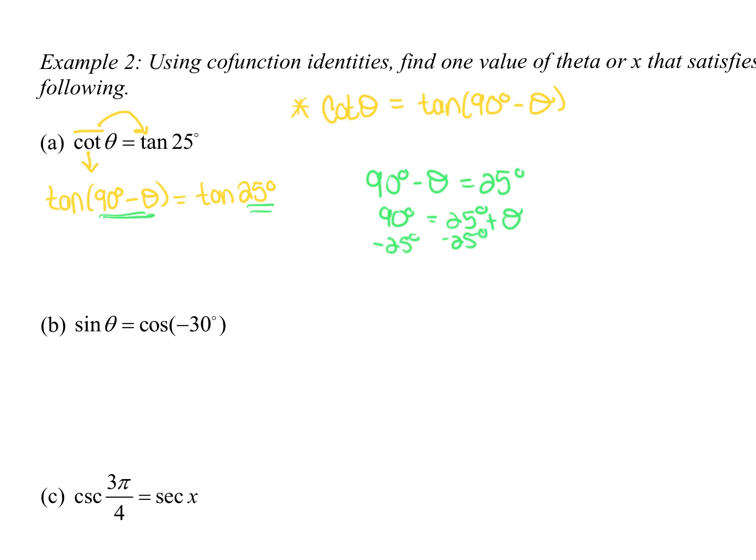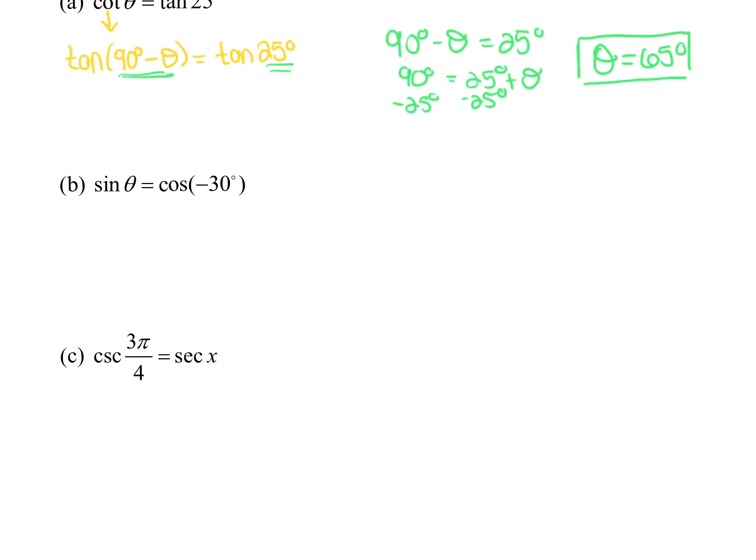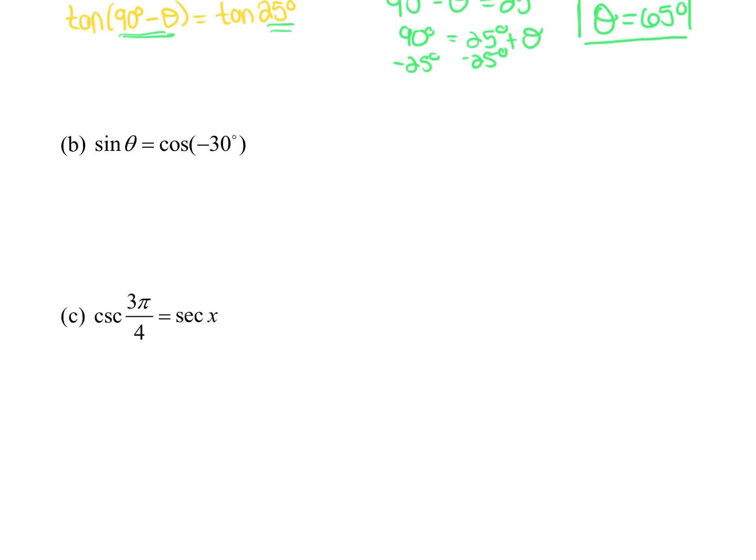90 minus 25 is 65, so theta equals 65 degrees. There's your answer. So let's try another one. So remember, you replace the side with the variable.